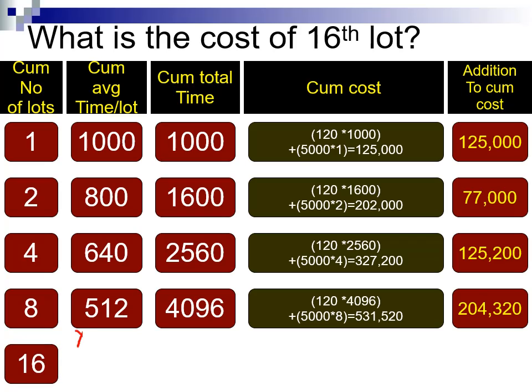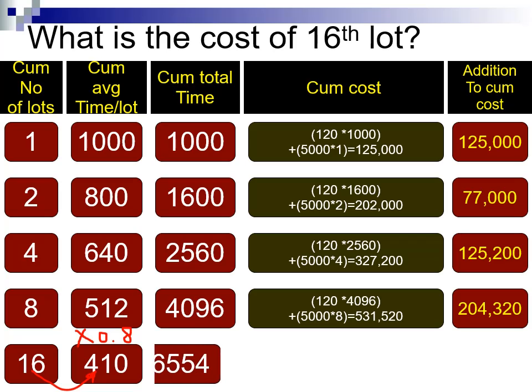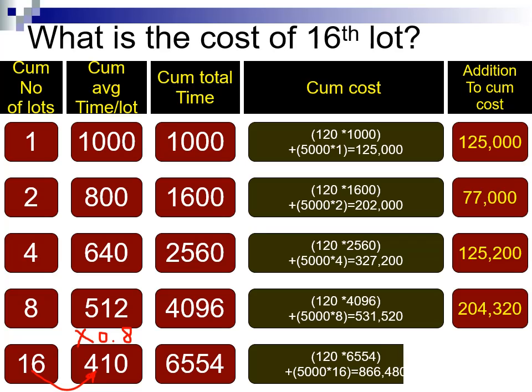By the 16th lot produced, the 4th doubling occurs. The cumulative average time per lot is 80% from the last cumulative average time per lot, which is 512, multiplied by 0.8, equal to 410 labor hours per lot. Multiplying that by the total number of lots will result in 6,554 labor hours as cumulative total time. Multiplying that by the cost of labor, which is 120 Saudi Riyal, in addition to the fixed overhead of 5,000 multiplied by 16, as we are producing now 16 lots, the net result will be 866,480 Saudi Riyal.